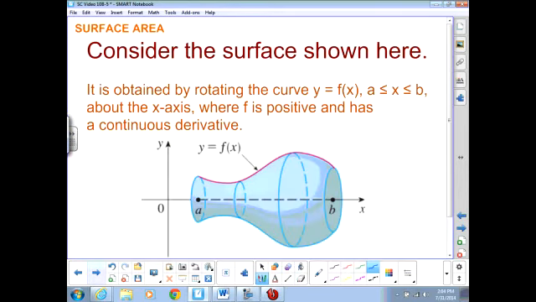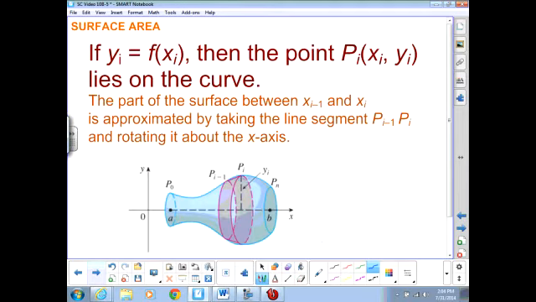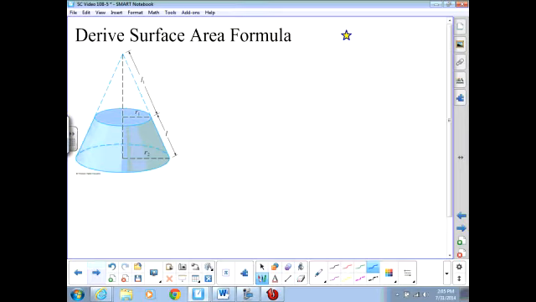So again, here's a weird curve. We rotate it around the x-axis. We could slice it into parts, and notice we get a band, just like we saw a second ago. Think of it like a cone. We chop the top of the cone off. So we are going to derive our surface area formula.